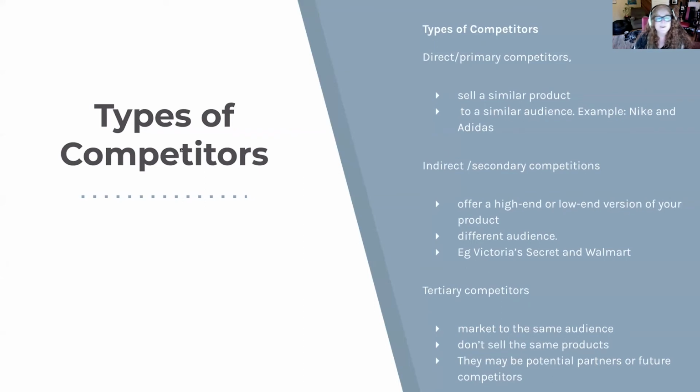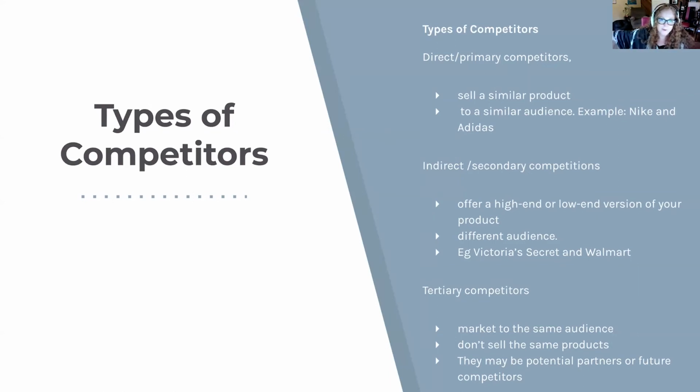Now, types of competitors, because there's a lot. What we're looking for is direct and primary. So they sell a similar product, they sell to a similar audience, like Nike and Adidas, or, I don't know, Baskin Robbins and Haagen-Dazs, sort of things, right? Not that those people have similar audiences necessarily. But then you have indirect competitors. There are different versions of what your business does. For instance, if I'm a car mechanic, they might be an engine recreator.